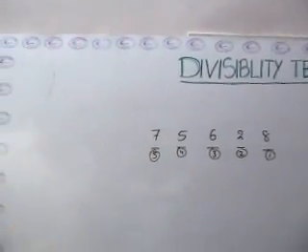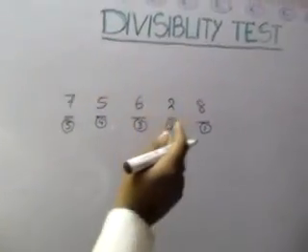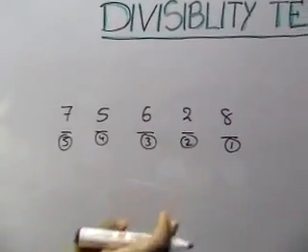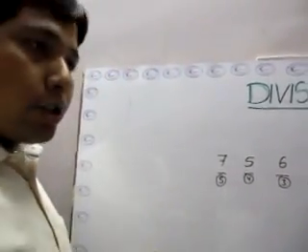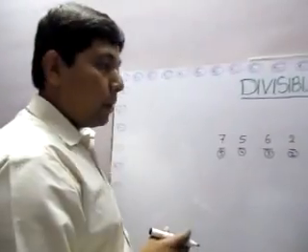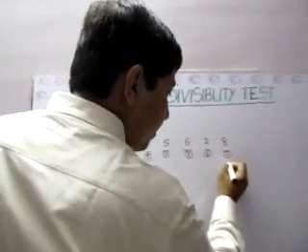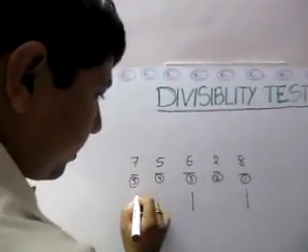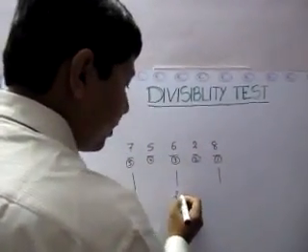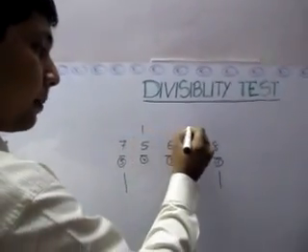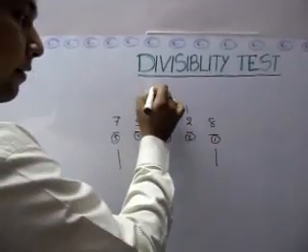The rule says that the difference between the summation of the odd places numbers and even places numbers, if it is divisible by 11 or 0, then the number is a multiple of 11. So find the summation of digits at odd places. These are 7 plus 6, 13 plus 8, 21. Find the summation of digits at even places. These are 5 and 2, 7.